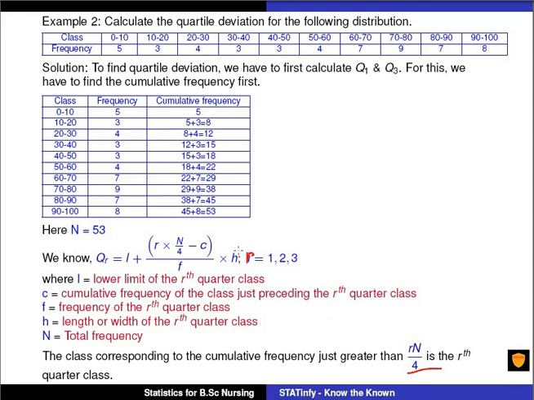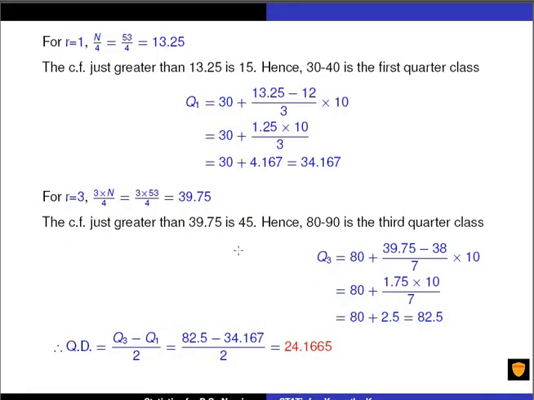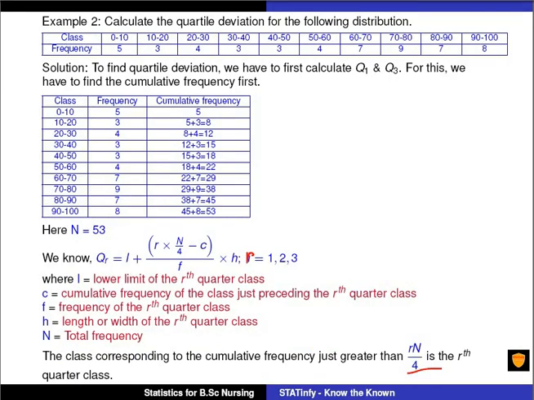So using this formula, now we can calculate the quartiles, first quartile and third quartile. For the first quartile, the value of r is equal to 1, so it will be N by 4, which is equal to 53 by 4, meaning 13.25. Now we see which cumulative frequency is just greater than 13.25. That will be our first quartile class.